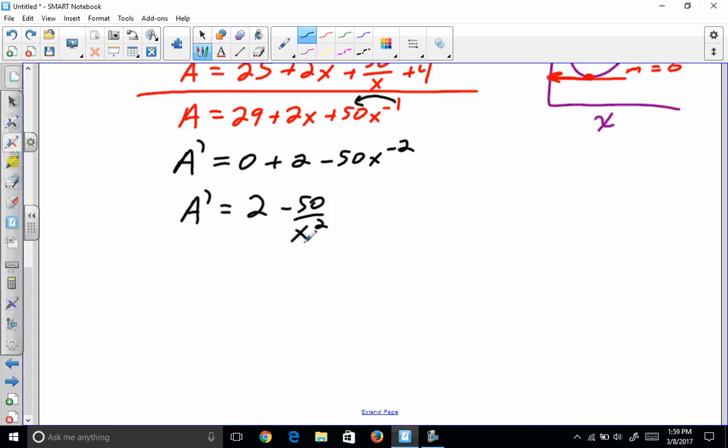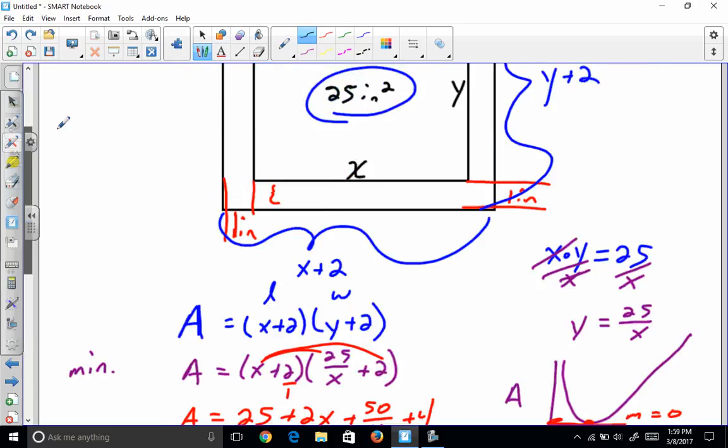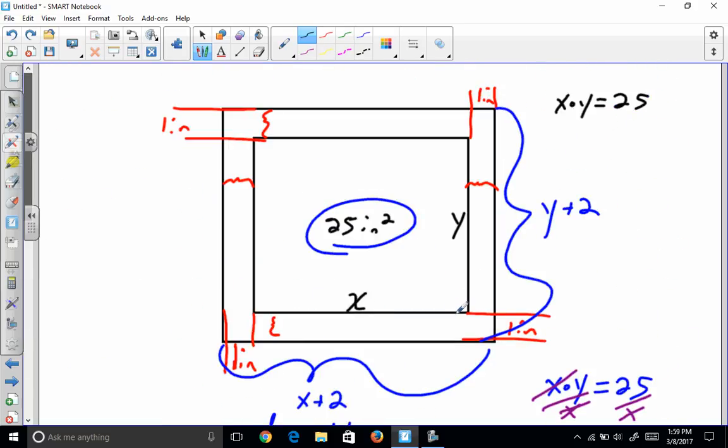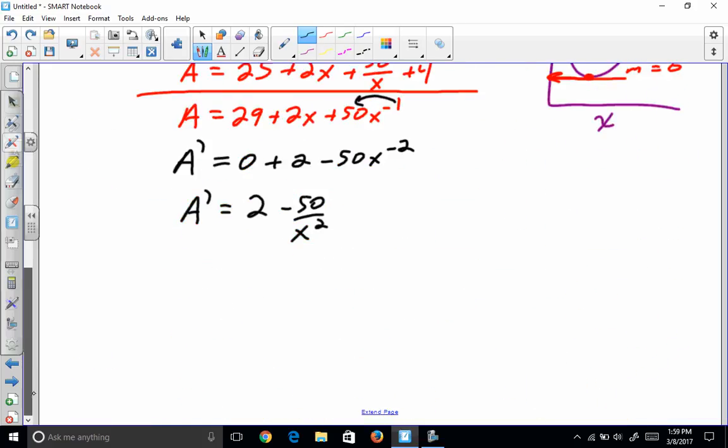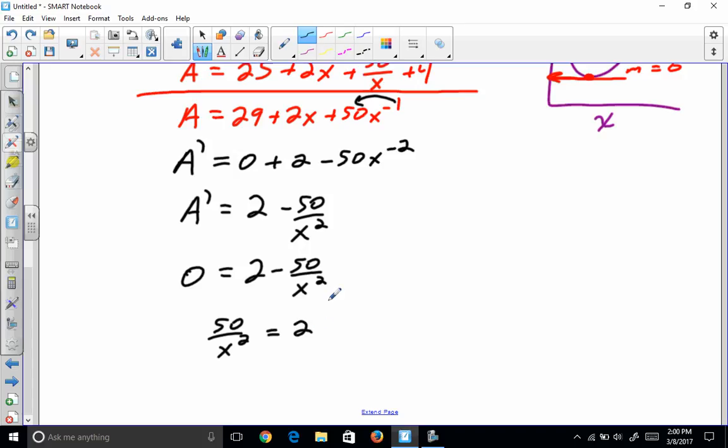Now that's undefined when x is 0. But notice if x is 0, we're not going to get any area in here. If this is 0, we can't get a square in here, or a rectangle. So the critical points we need to find are when our first derivative is 0. So let's add this to both sides. Let's multiply both sides by x squared.